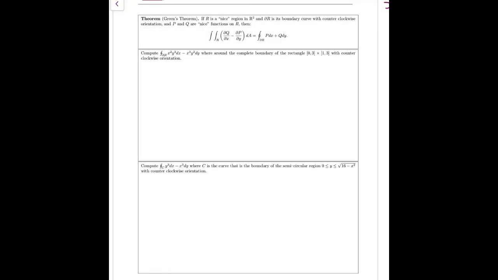Okay, so in this video, we're going to talk about Green's theorem. Green's theorem is something that is specifically for R2, unlike the theorem about line integrals, which was for Rn. Green's theorem is just for R2.